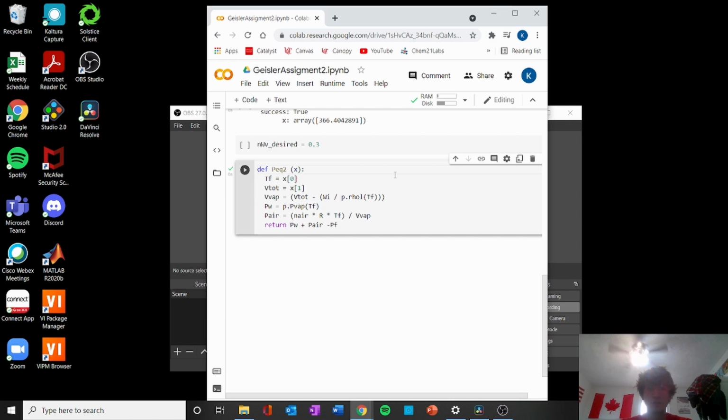A similar equation to our PEQ1, we have PEQ2 now, and we've added our total volume here as our one spot. But we still need to do a little bit of tweaking to these equations to return our moles of water vapor that we actually need, not just our desired moles.